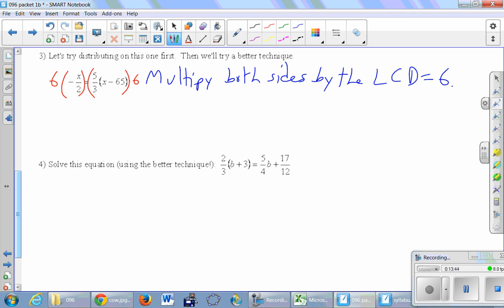Okay, so let's do the good news on the left-hand side. What happens with the 6 and the 2? They're going to reduce. What will be left over when we reduce? Just a 3 up on top. Okay, so then I'll have a negative 3x on the left-hand side. Nothing else. And the fraction went away. That's great. Okay, the right-hand side is trickier.